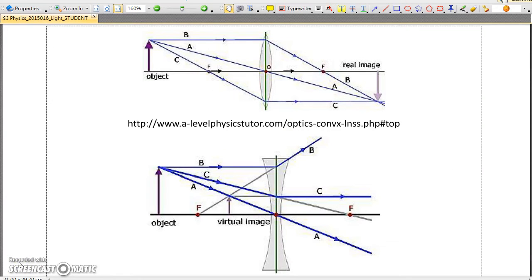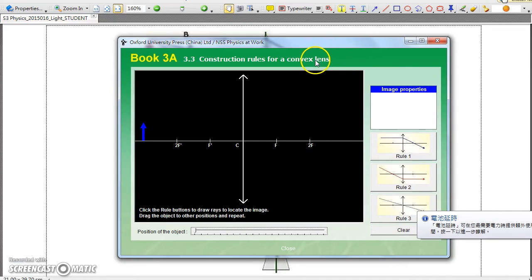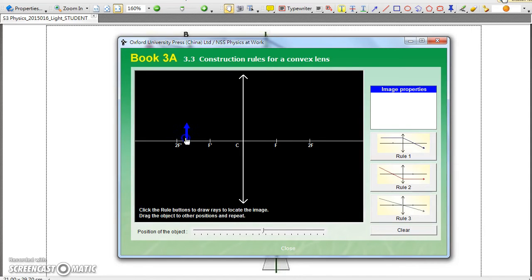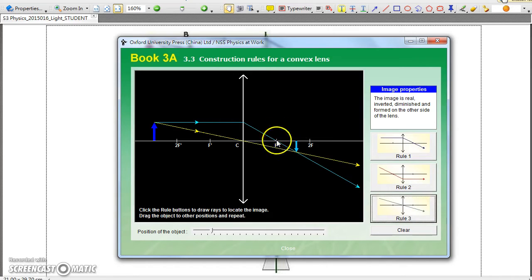The construction rules are important because they help us to find the image. Let me show you some examples. This is the case for a convex lens, and you can see here's the object. You may move it to the back or closer to the lens as you like. To find the image, we draw two of the construction rules. This is one, this is two. Then you can find the image on the other side.